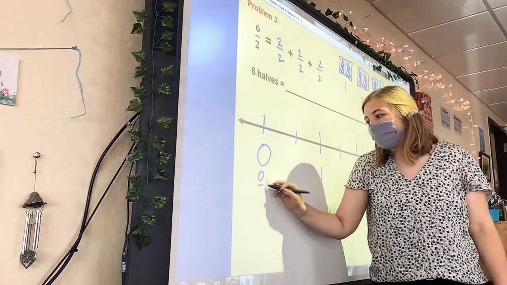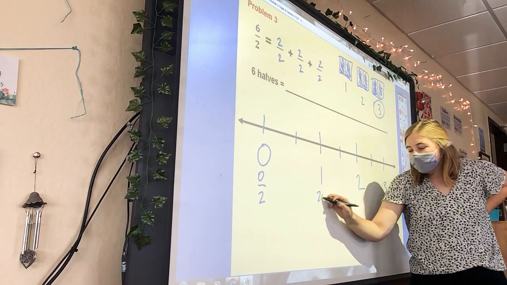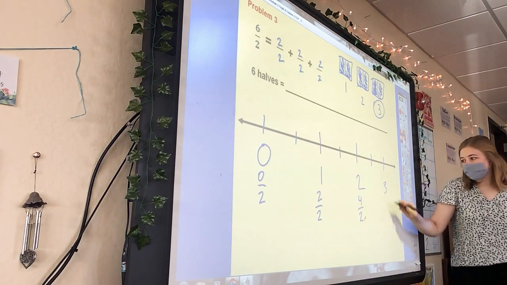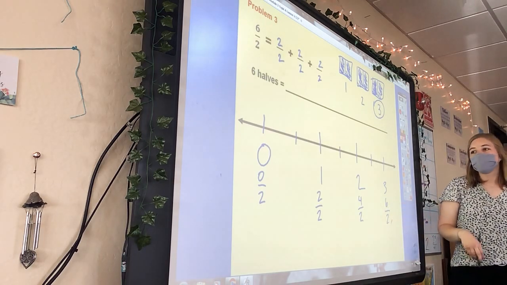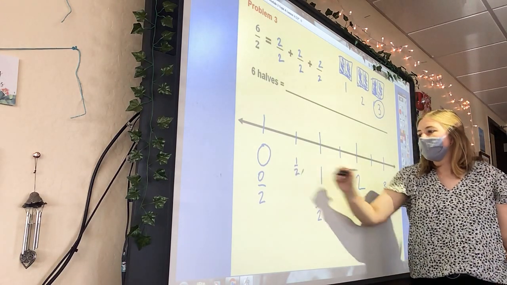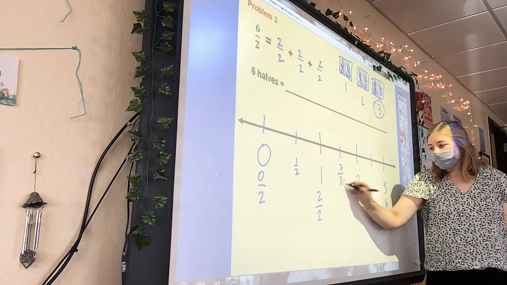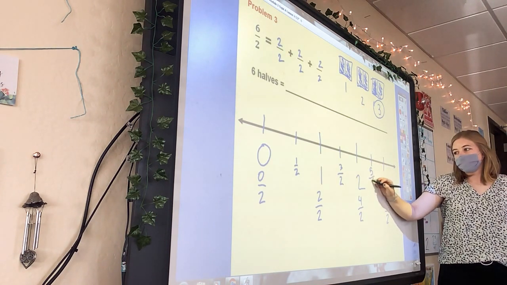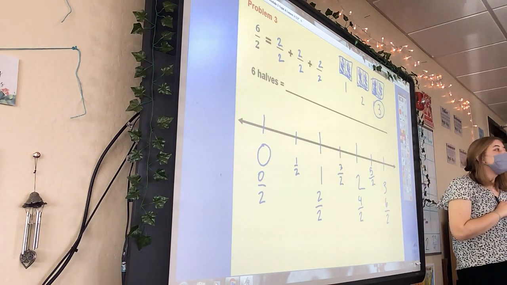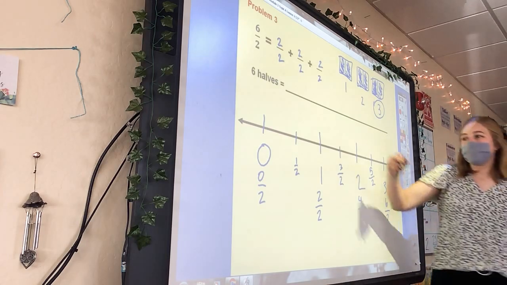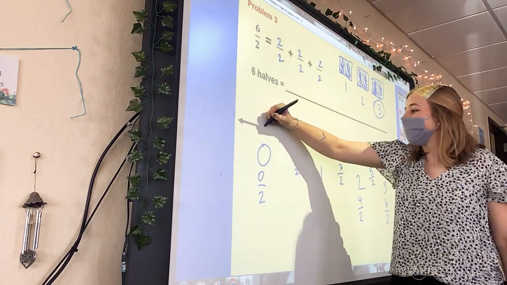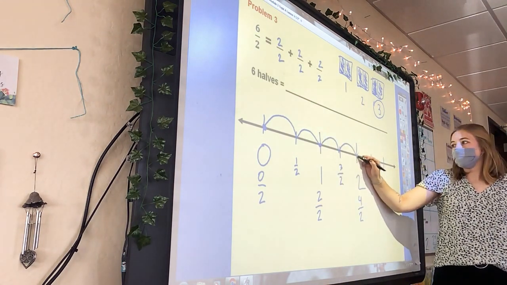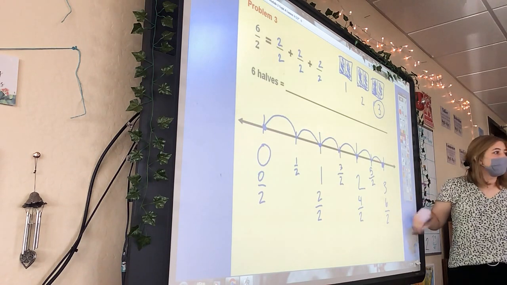Remember, this is 0 halves. This is 2 halves. This is 4 halves. And this is 6 halves. Which makes this 1 half. This is 3 halves. And this is what? 5 halves. Thanks, Brooks. It's all completed. Okay? So then I would show it like this. I start at 0. I add 2 halves. 1, 2, which is really just 1. 1, 2, 1, 2. And I get my answer.